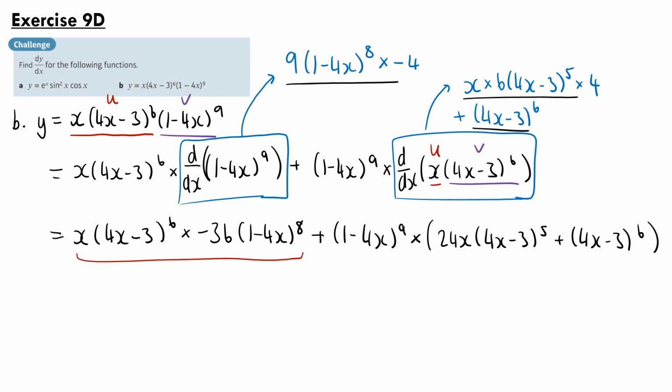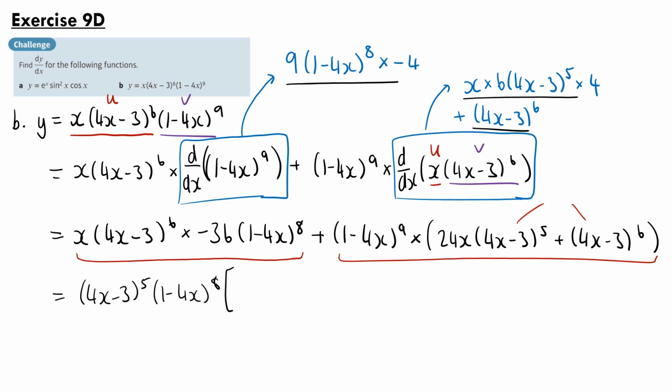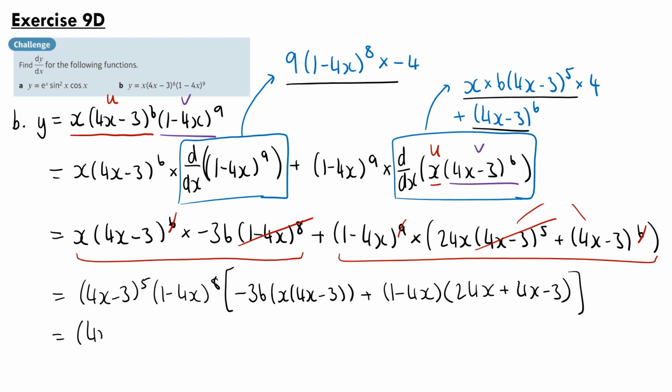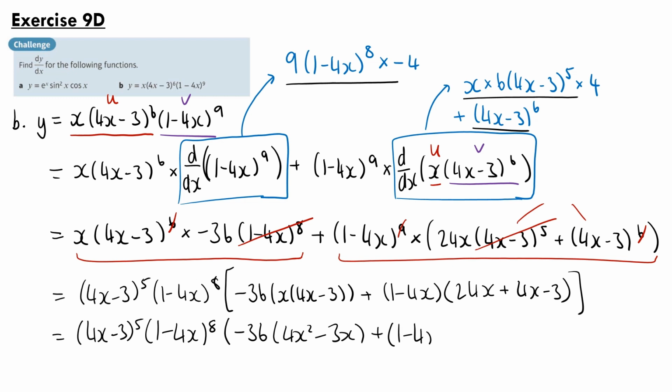Okay, and now I'm going to factorize out some factors of 4x minus 3 and 1 minus 4x. So the maximum number of 4x minus 3s I can take out is 5, and for 1 minus 4x the maximum is 8. And I've just done that here. Now we can just simplify what's inside those big brackets there. And then once I've done that, I then multiply out what's inside those brackets to form a quadratic, just to simplify things out a bit.